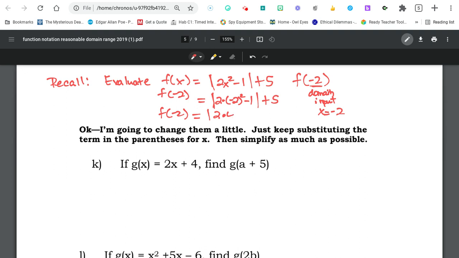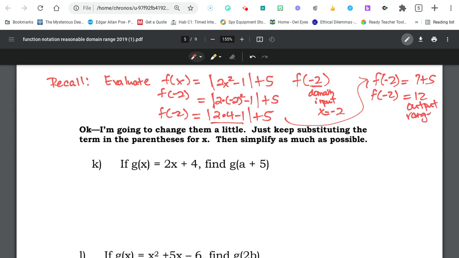That would be 2 times 4 minus 1, plus 5. 2 times 4 is 8, and 8 minus 1 is 7, and the absolute value of 7 is 7. So I would end up with 8 minus 1 in absolute value, so that's 7, plus 5. So f of negative 2 is equal to 12. That would be my output, also known as my range, guys. But my domain was a number.